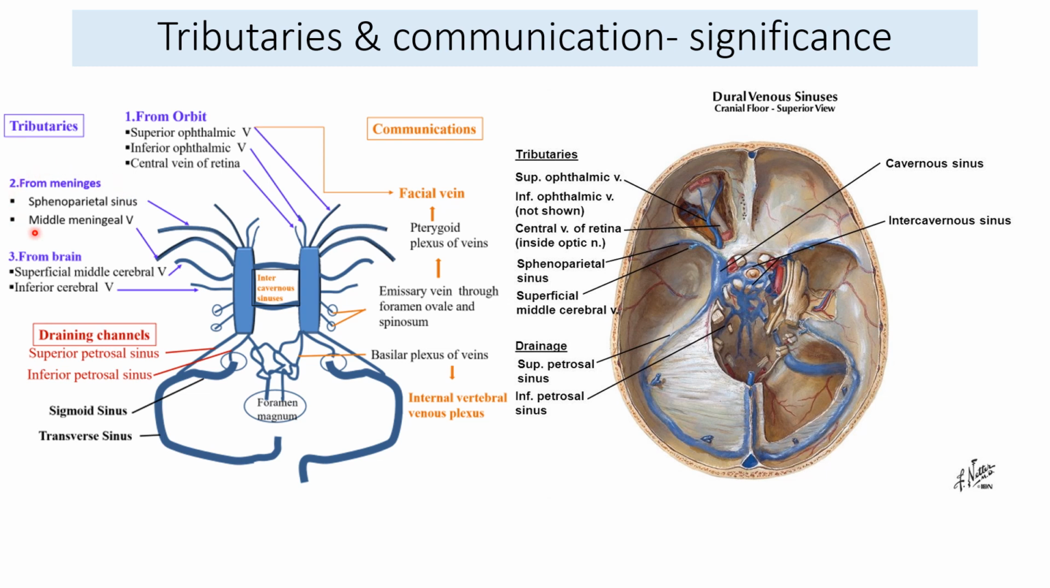Apart from this, there are veins draining the meninges. The sphenoparietal sinus will drain into it. The middle meningeal veins, if they are dilated, also called middle meningeal sinuses, will drain into it. And apart from that, there are veins from the brain called the superficial middle cerebral vein and inferior cerebral vein. They will drain into the cavernous sinus. So it receives venous blood from the orbit, from the meninges, and from the brain.